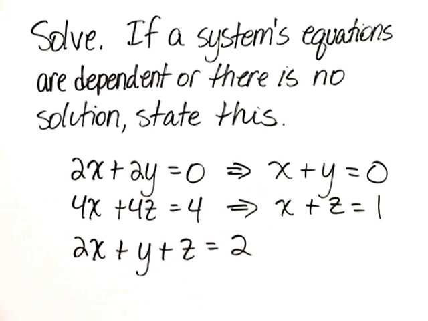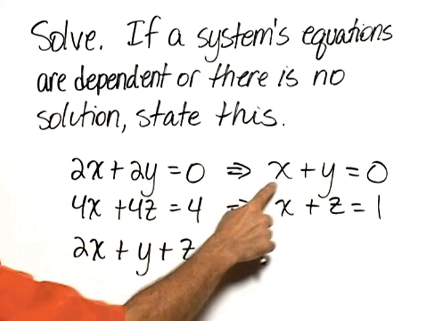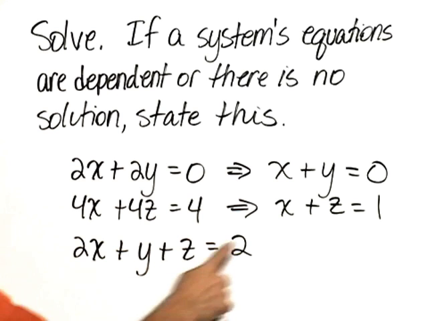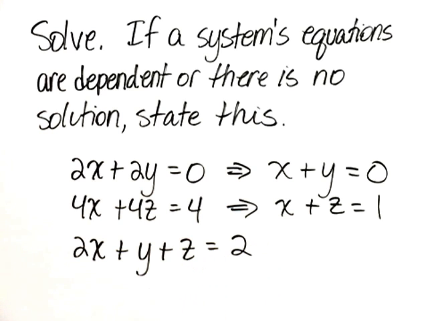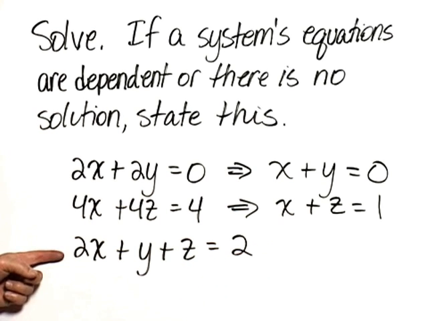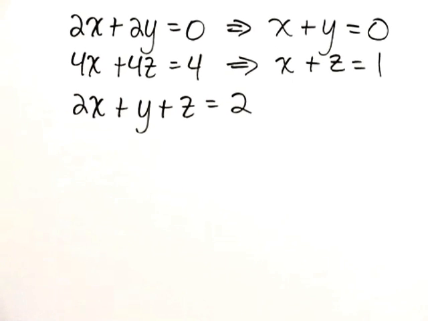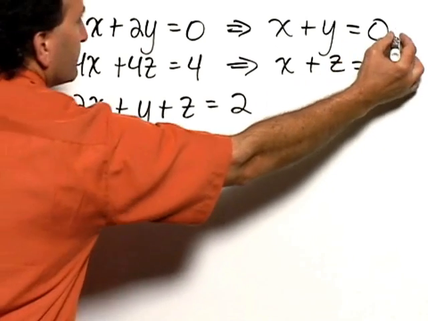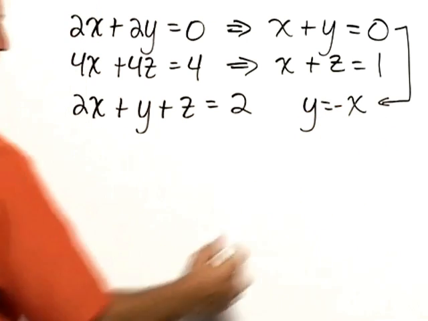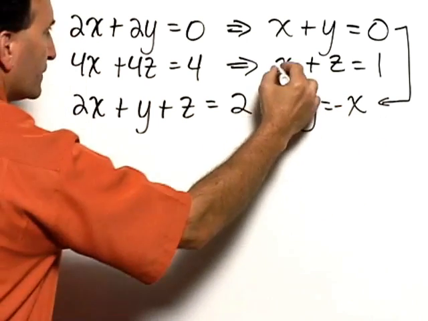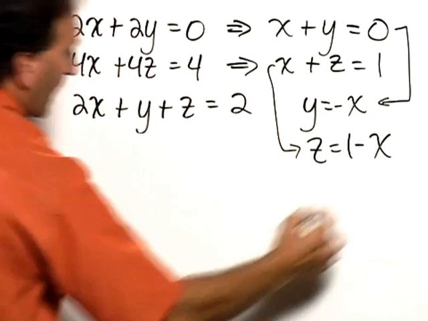Well, what we can do is over here, we can solve for y in terms of x and substitute it here. And here, we can solve for z in terms of x and substitute it there. That'll give me one equation with just x as the variable, and then we'll solve for x. So, with this equation, I say y is equal to negative x. With this equation, we say that z is equal to 1 minus x.